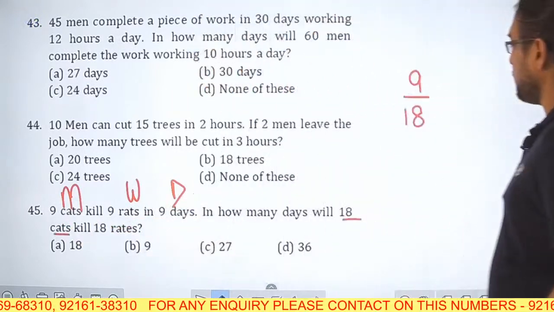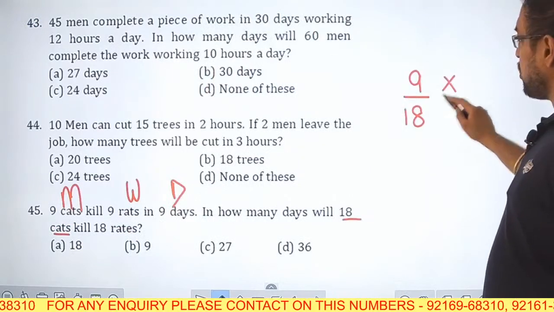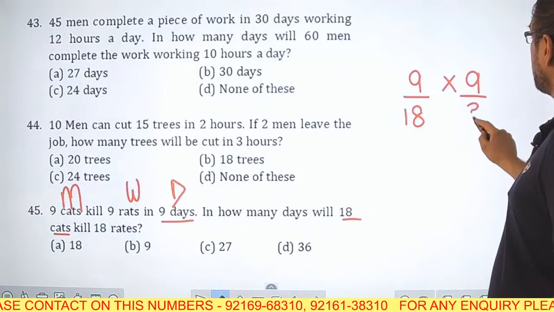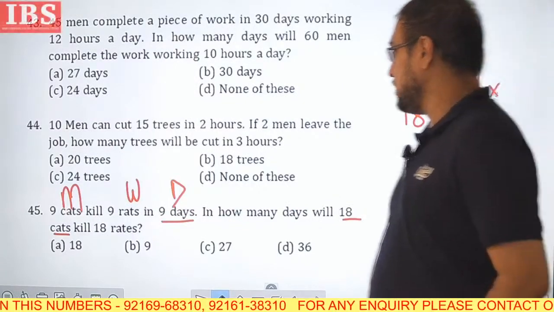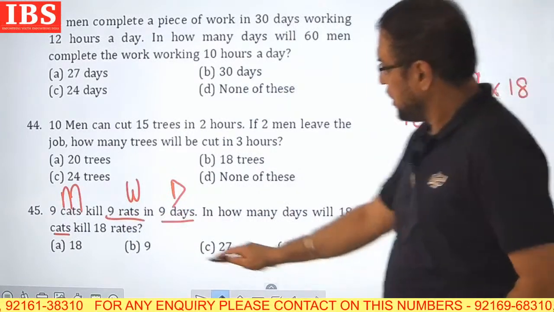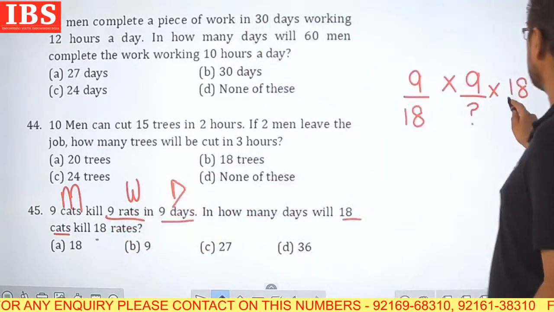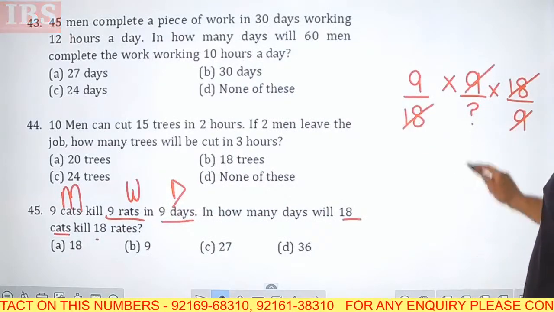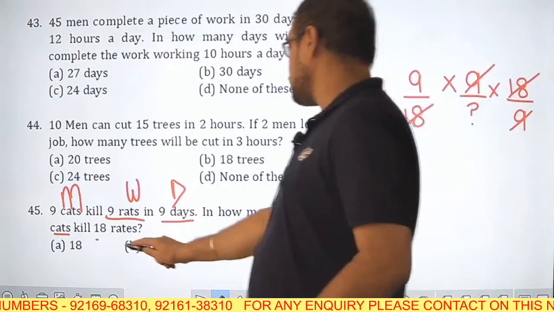Okay, and the ratio of days is 9 upon question mark, and the work done is basically inverted. So 18 goes to the top, 18 goes to the top, and 9 comes below. Okay, so this 18 gets cancelled, so 9 by question mark is 1, so question mark will be equal to 9 days is the right answer.